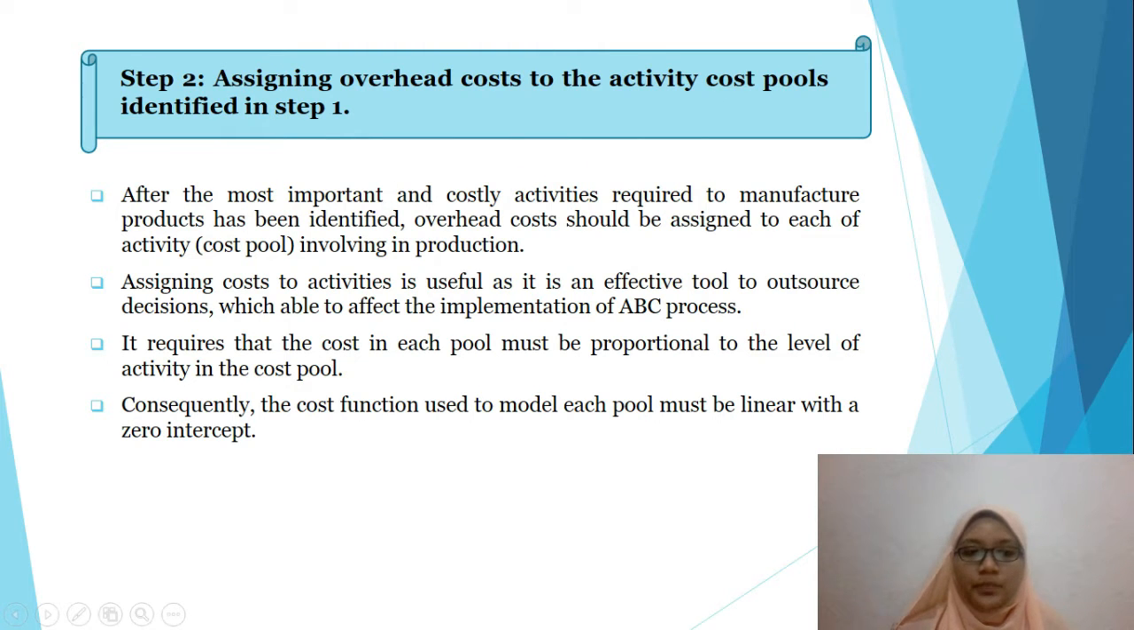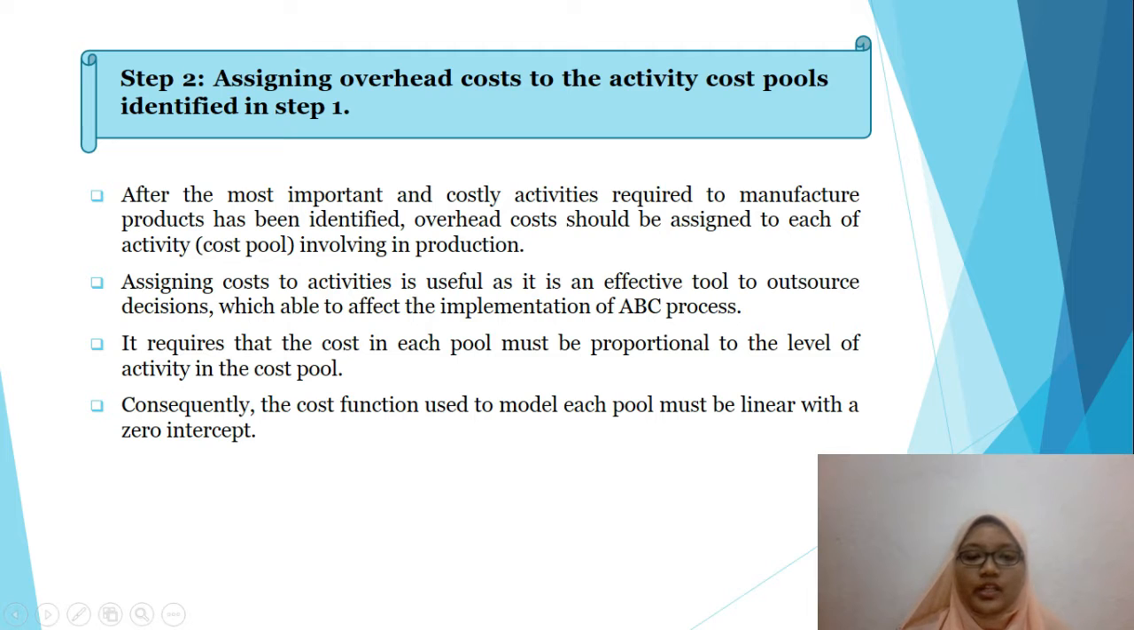Next, step 2: assigning overhead costs to the activity cost pools identified in step 1. First, after the most important and costly activities required to manufacture the product have been identified, overhead costs should be assigned to each activity, which means each cost pool involved in production.